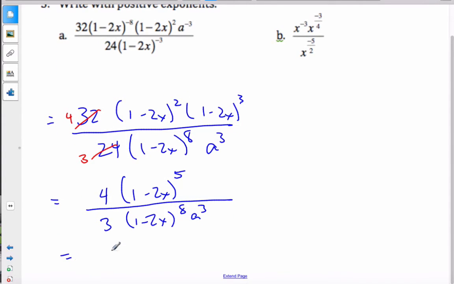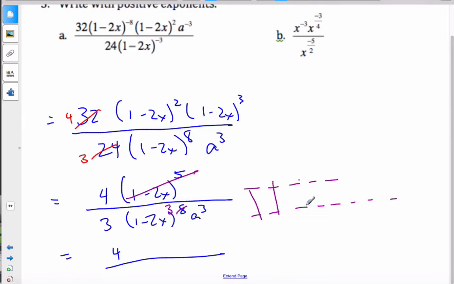And then, well, if I imagine this, I have 5 of these on the top, 8 on the bottom. And so these ones here will cancel all but 3 of those. Because imagine I have 1, 2, 3, 4, 5 on the top, and 1, 2, 3, 4, 5, 6, 7, 8 of these on the bottom. Those all cancel. I'm left with the 3 that are left on the bottom. And so that's what I just did there.